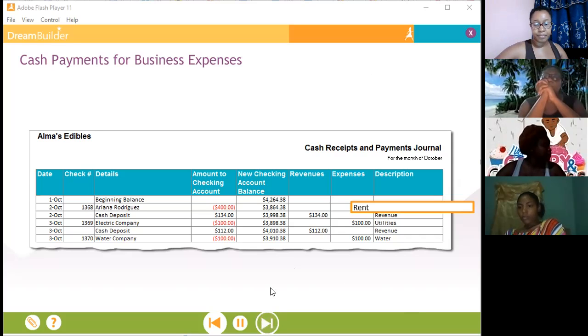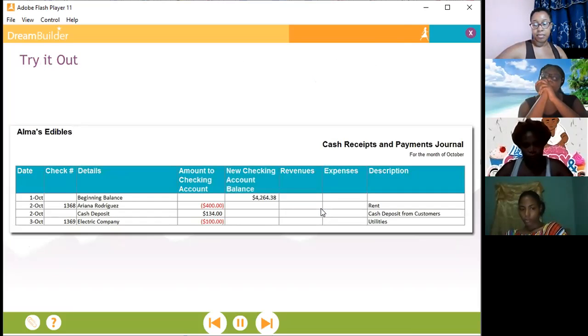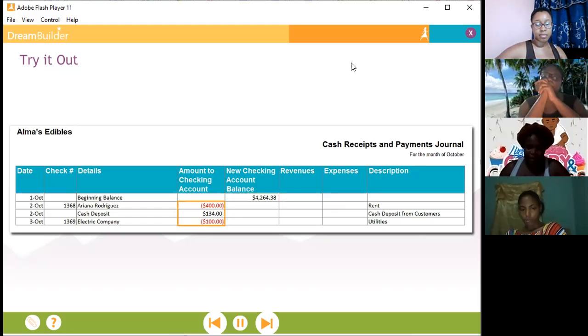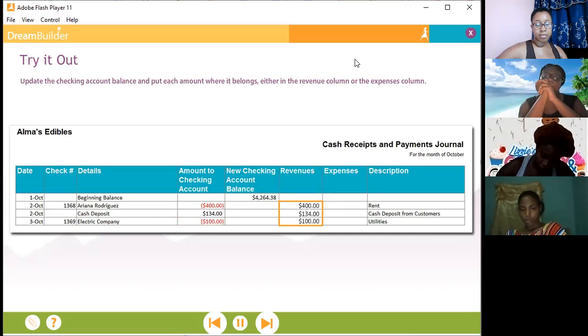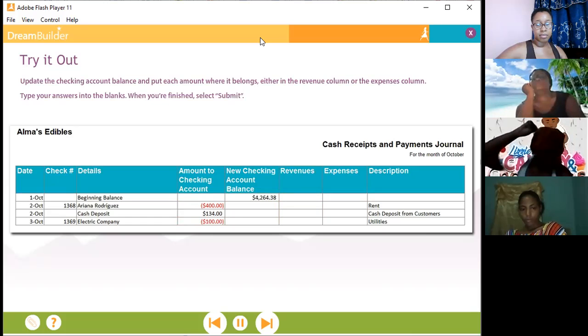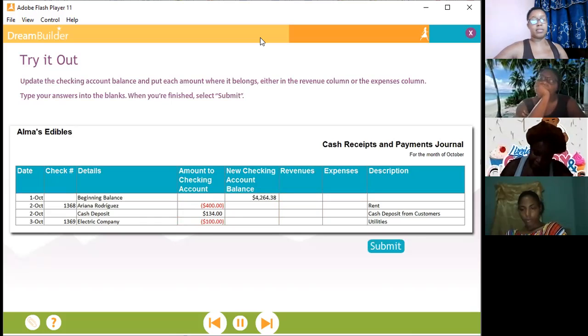Okay, let's move on. Here's your chance to try it out. Here's my cash receipts and payments journal for the first part of October. I've recorded my beginning balance, which was my checking account balance at the end of September. I have several items to enter into my journal. Can you help me update my checking account balance and put each amount where it belongs, either in the revenue column or the expenses column? Type your answers into the blanks. Not all blanks require input. That is, don't put a number in a blank if that item doesn't apply. When you're finished, select Submit.